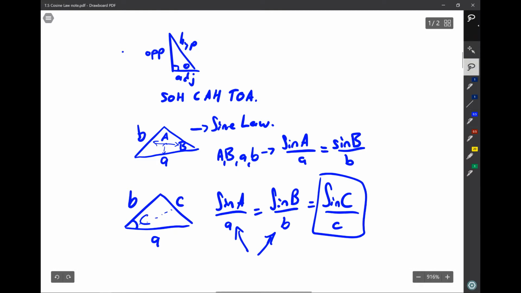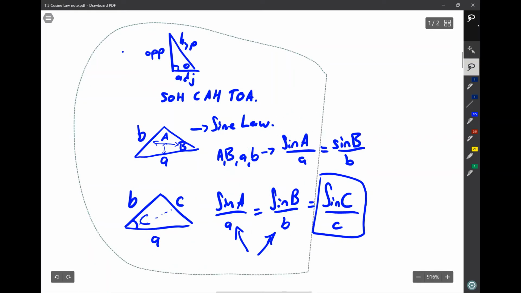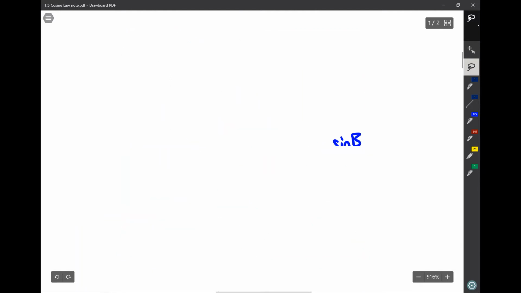So what we're going to do today is called the cosine law. This is going to be the strategy we use when we're working with a triangle with three sides and one angle, regardless of which is the unknown, whether it's one of the side lengths or the angle.